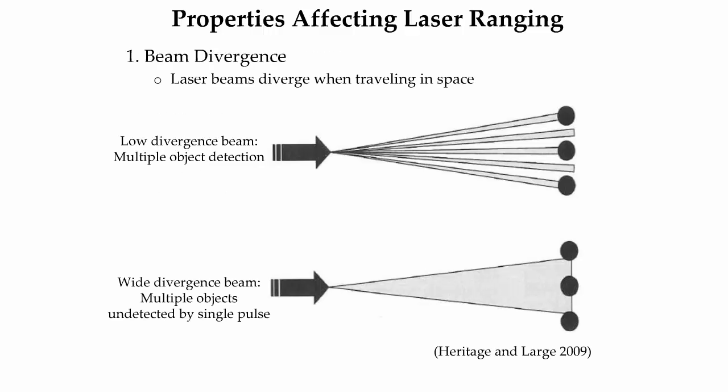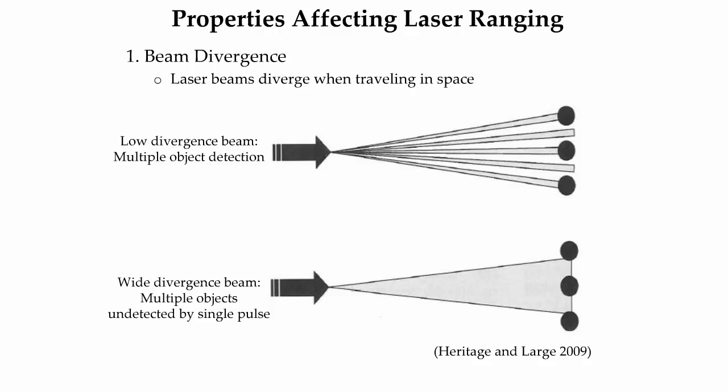Laser beam divergence is a property that affects all laser ranging devices. The beam spot size on an object increases relative to the increased distance the object is away from the light source. An increased spot size makes detection of individual objects and object details more difficult.